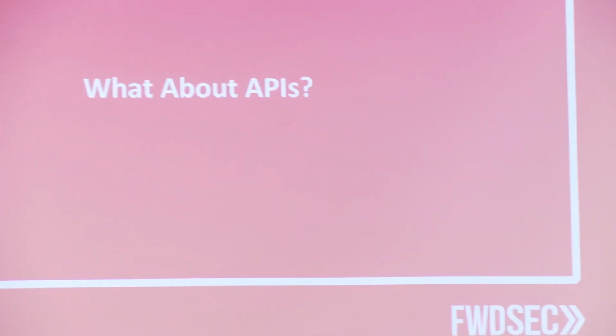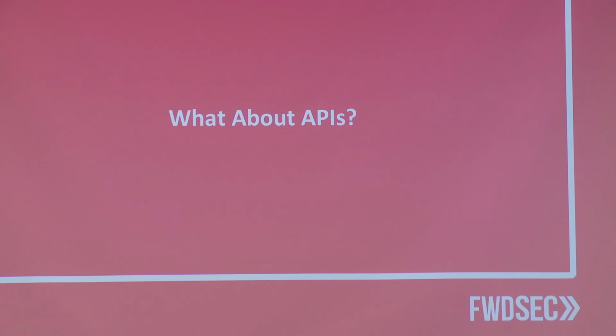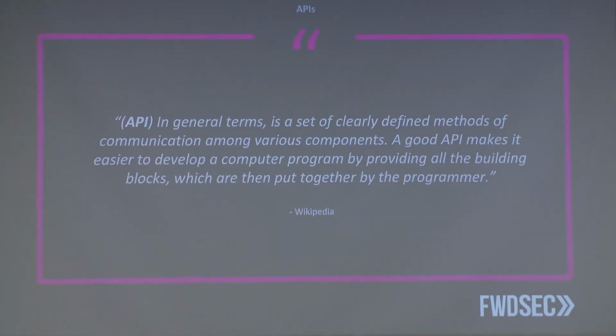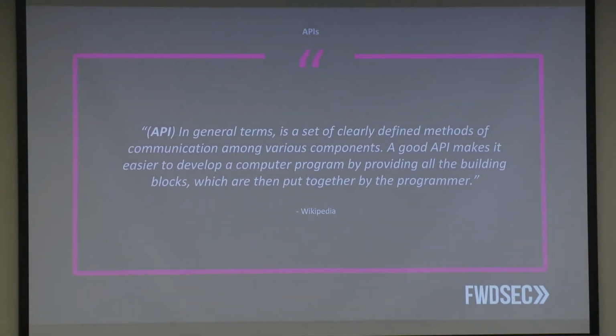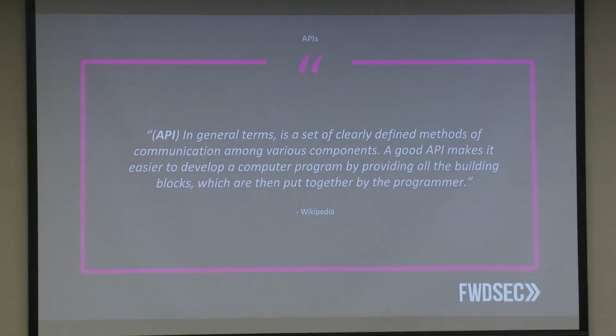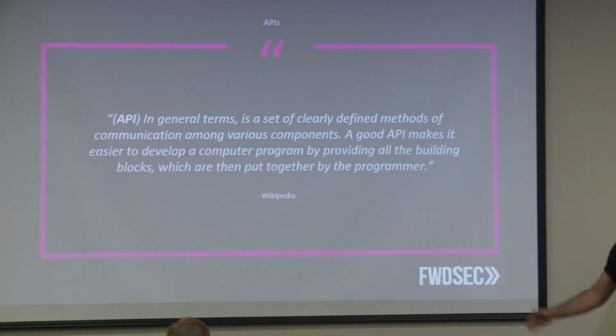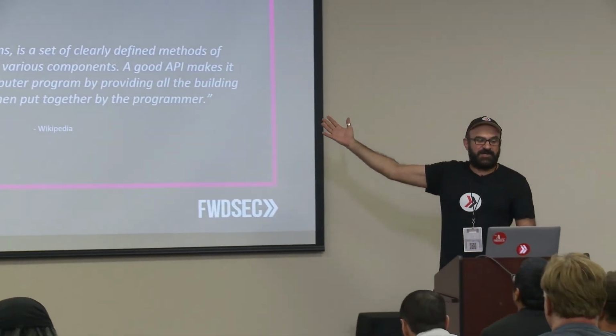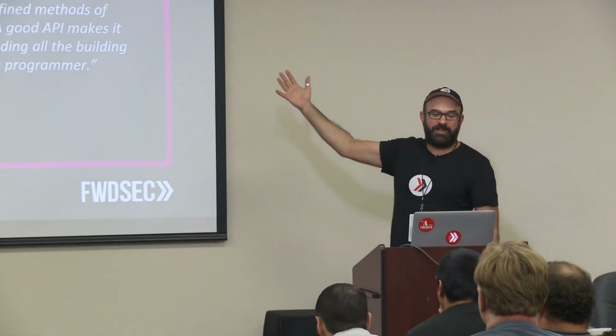What about APIs, right? APIs have been around forever. I've been programming since the late 80s, and APIs are not a new concept. API simply means, again, back to Wikipedia, in general terms, a set of clearly defined methods of communication among various components. A good API makes it easier to develop a computer program by providing all the building blocks, which are then put together by a programmer.